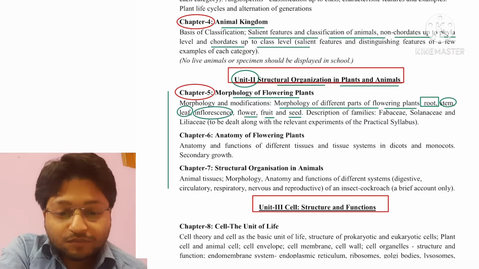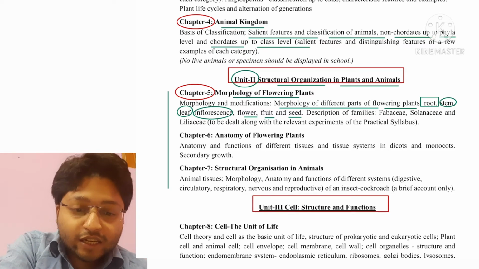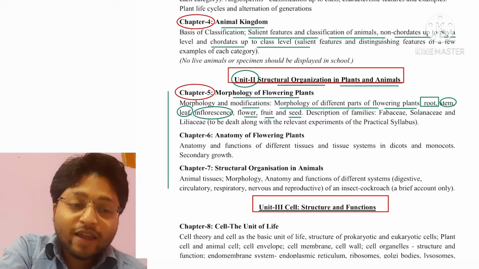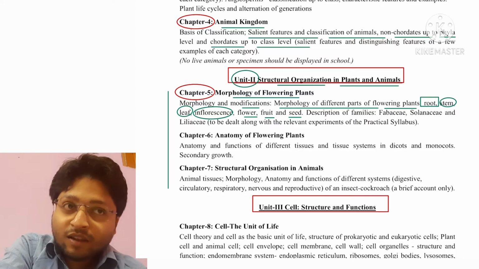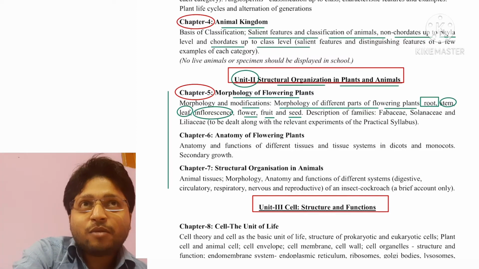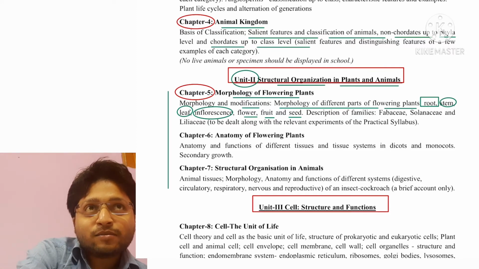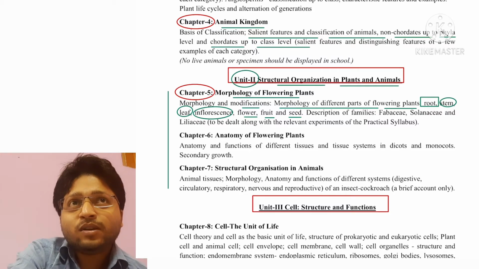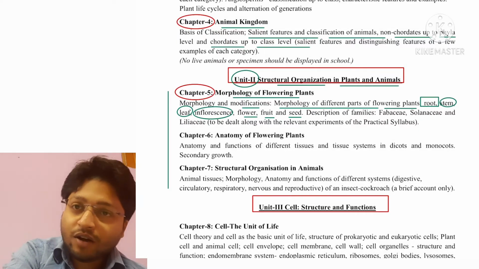Okay, this chapter also deals with the modification of these structures, like modification of root, modification of stem, modification of leaf, etc. These types of modifications are present in several plants, not all plants, but several plants modify these structural parts into some specialized form, to perform a particular function.